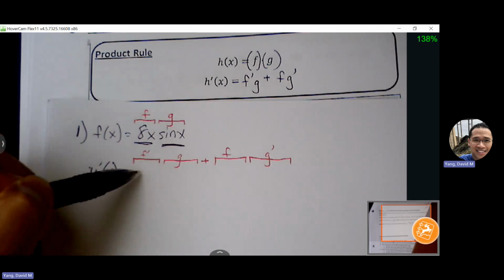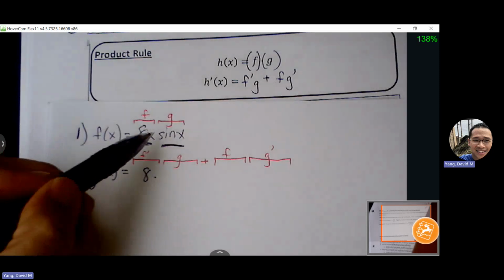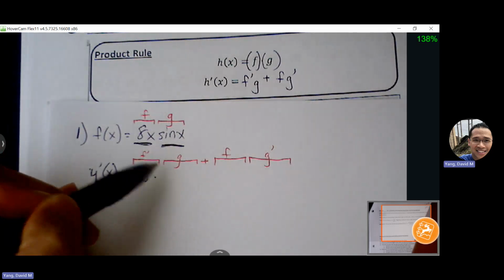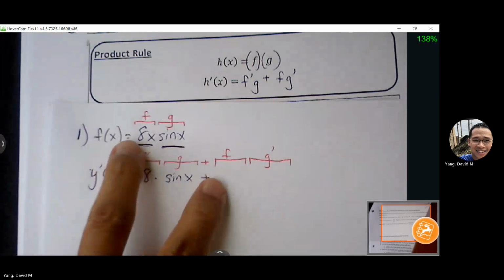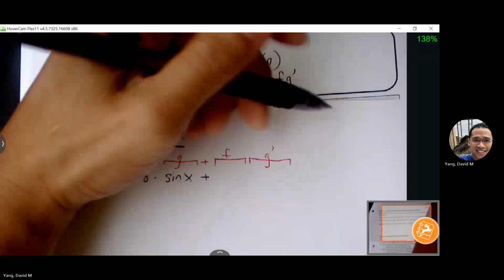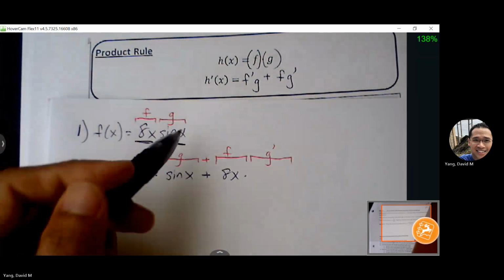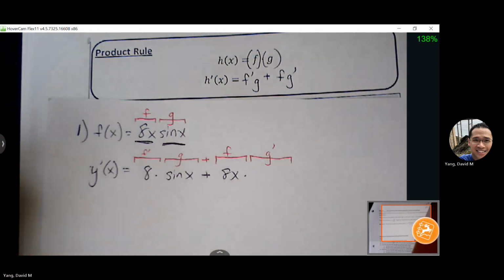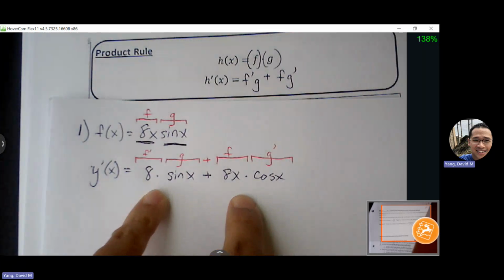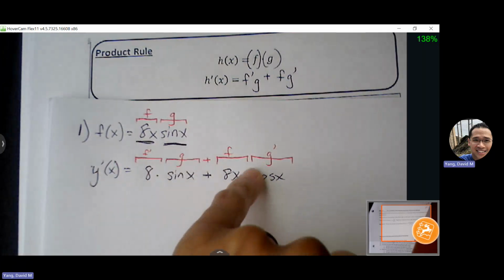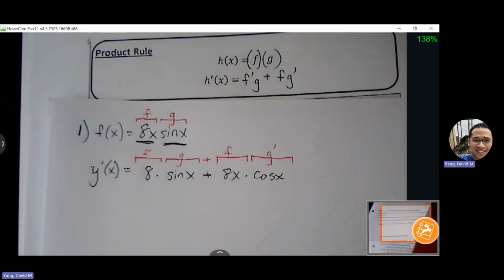So 8x, what's 8x's derivative? That will represent f prime. Just 8. The g function means we're just going to bring the g function down without making any changes. Plus, back to f, no changes, times g prime. So we do have to make an adjustment here. What's sine's derivative? And that is our derivative. Whatever we plug in for x, we're going to find the steepness of whatever this curve looks like at that particular point.